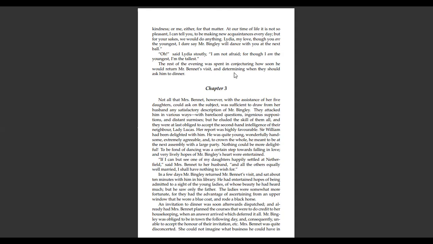An invitation to dinner was soon afterwards dispatched, and already had Mrs. Bennet planned the courses that were to do credit to her housekeeping, when an answer arrived which deferred it all. Mr. Bingley was obliged to be in town the following day, and consequently unable to accept the honour of their invitation, etc. Mrs. Bennet was quite disconcerted.